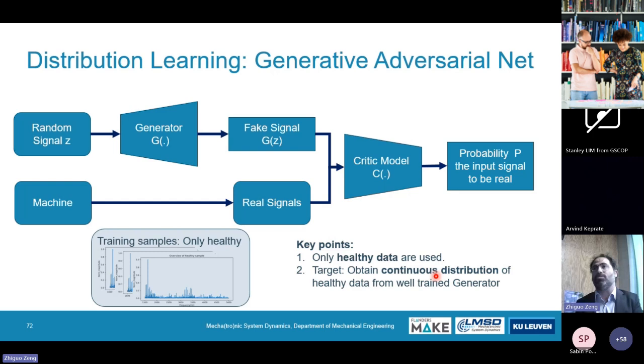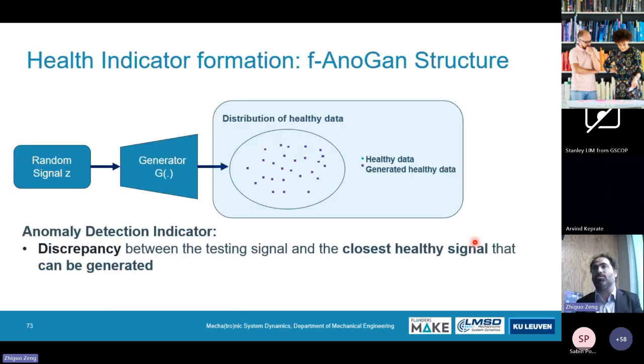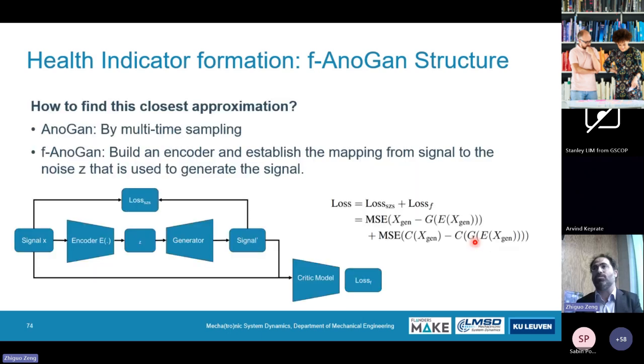And then there is a critical model that decides if the two signals are coming from the same distribution or not. In this case, we use only healthy data, and the target is to obtain the continuous distribution of the healthy data from a well-trained generator. So practically we have the random signal, the generator, and we create a distribution of the healthy data. And this will be practically our digital twin, which in this case generates only healthy data. And then we can build an anomaly detection indicator or a fault detection indicator based on the discrepancy between the testing data and the closest healthy signal that can be generated.